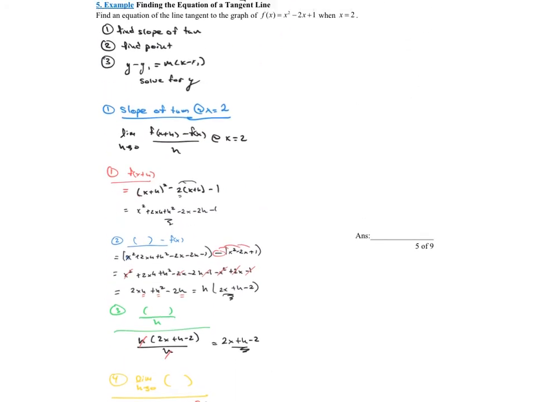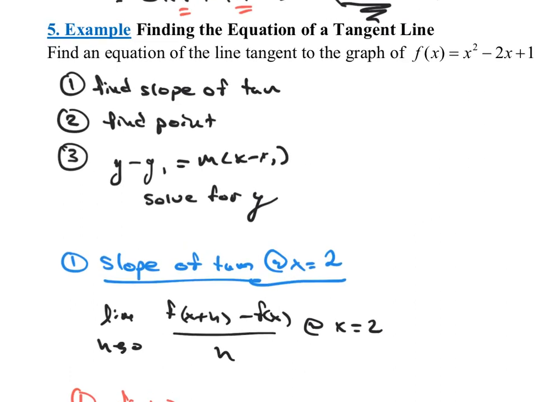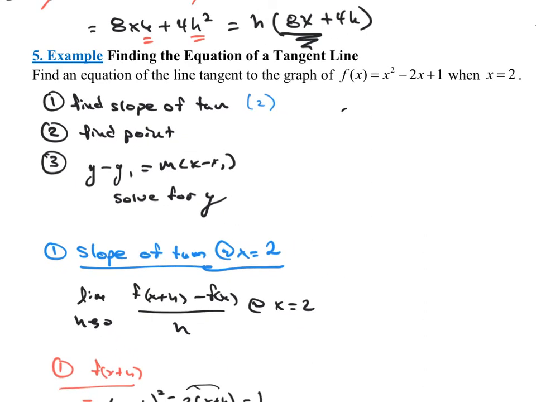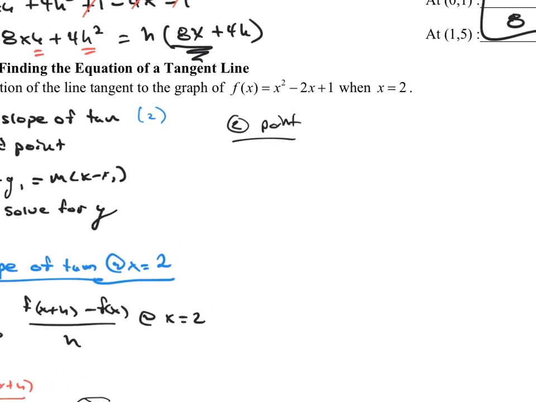Going back to the original problem, wow, all the way back up there, it says find the slope of the tangent line. We now know that the slope of the tangent line is 2. The second step says find the point. How do we find the point? Well, to find a point, you need an x value and a y value. We're given the x value, x equals 2. How do we find the y value? Just plug 2 into the original function. That'd be 2 squared minus 2 times 2 plus 1. That's 4 minus 4, which is 0, plus 1. I'm getting a y value of 1. So my point is an x value of 2 and a y value of 1. I now know my point.